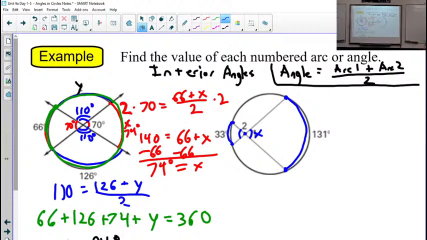There's the side I don't know. That's the part I don't know. And this time it is the angle that I don't know. So I'm going to put x in for the angle. Equals, add the arcs divided by 2. I know both of the arcs. Both of the arcs are 33 and 131 over 2.